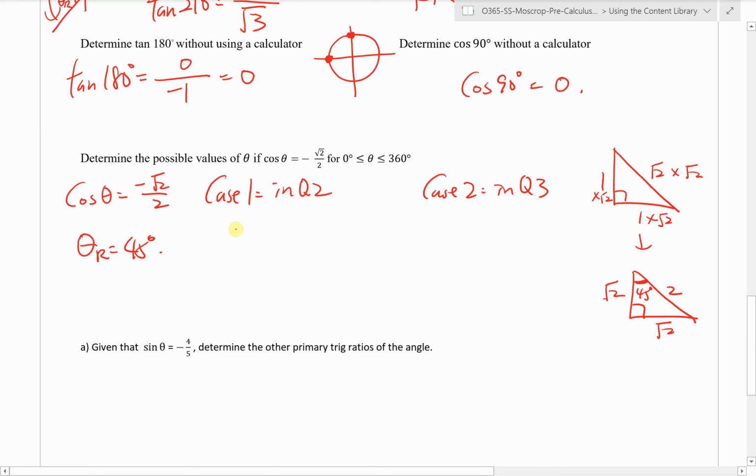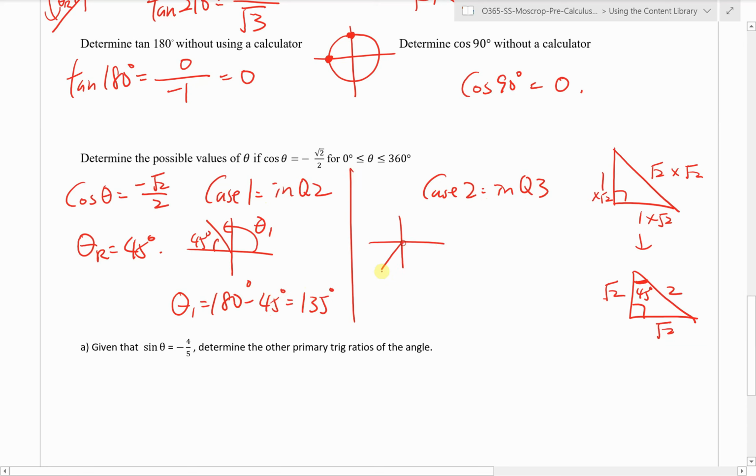So in quadrant 2, this is 45, here's theta 1, therefore theta 1 is simply 180 minus 45, which is 135 degrees. In case 2, where the angle is now in quadrant 3, here is theta 2, and we know the reference angle again is 45. To find theta 2, you simply go 180 plus 45, which is 225 degrees. Okay.